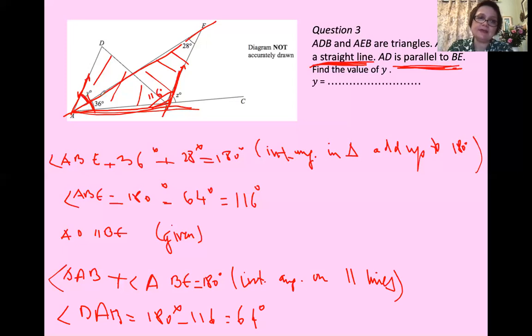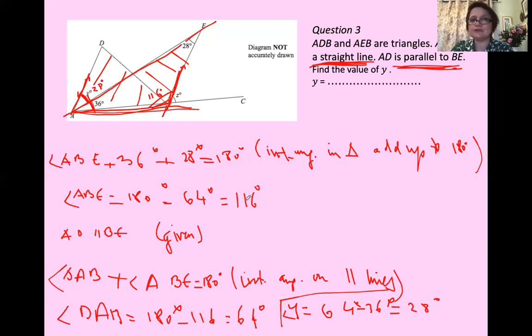Now, can you see DAB is made of angle Y and 36? So that means, I'm going to draw a line here, angle Y is going to be 64, take away 36. And the answer is going to be 28 degrees. Okay, and then I can label it here as well.